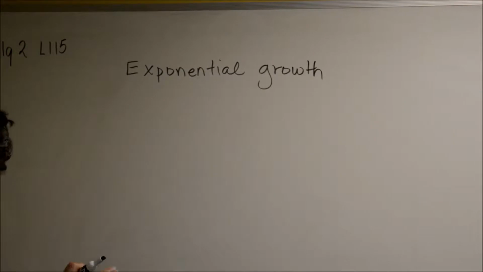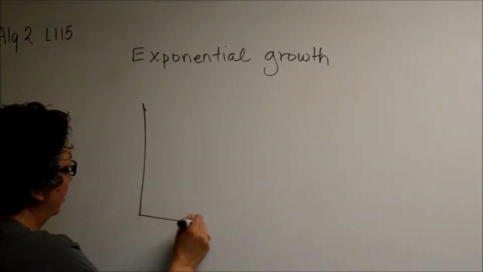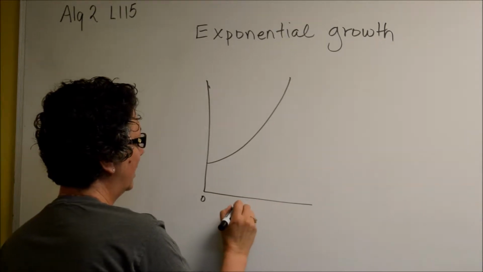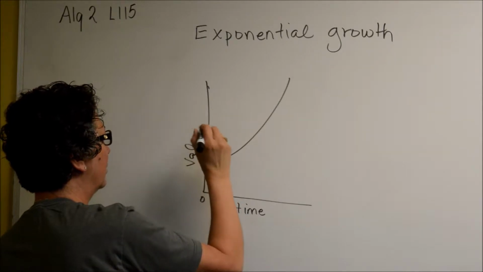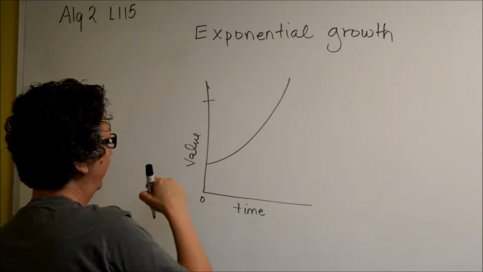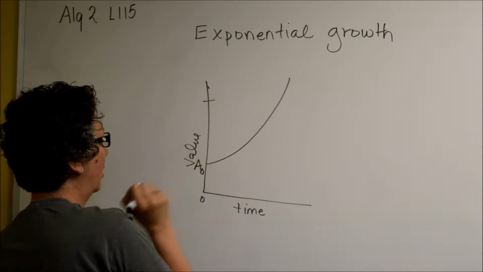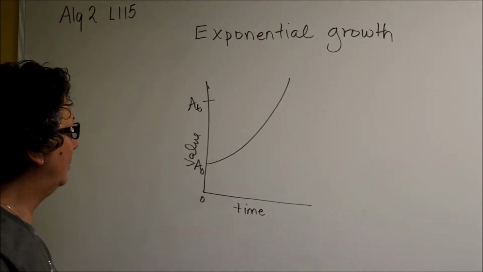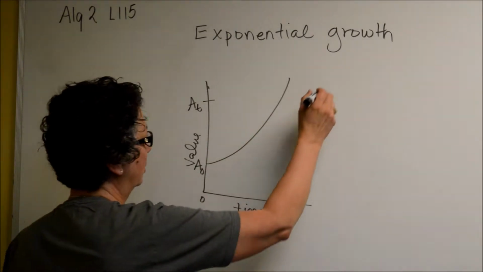The growth of your interest, the growth of the bacteria is going to look something like this. This is at 0 time. This is our time here. This is our value here, whether it's our interest or our amount of bacteria. So this is where we are at 0 time, and then this is where we are at some time in the future. And this pattern is going to look something like this.